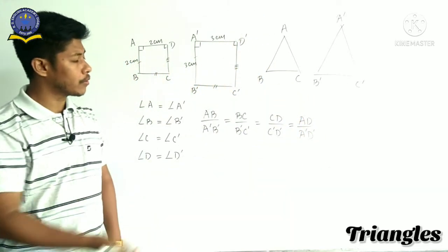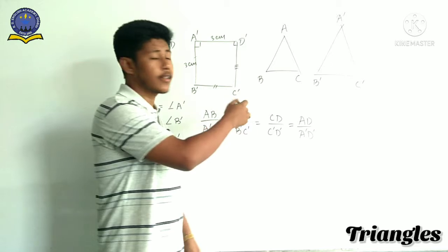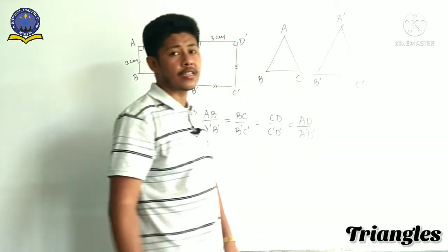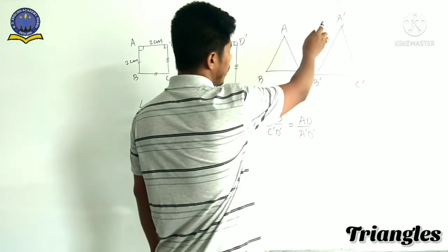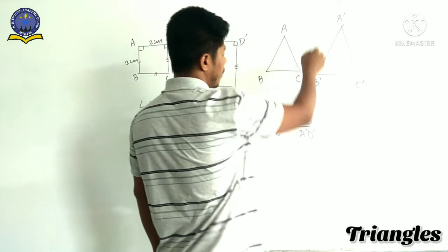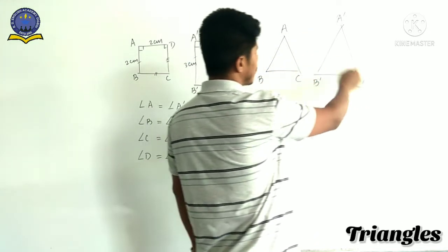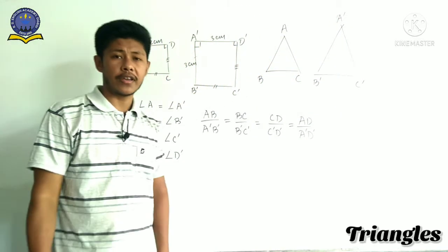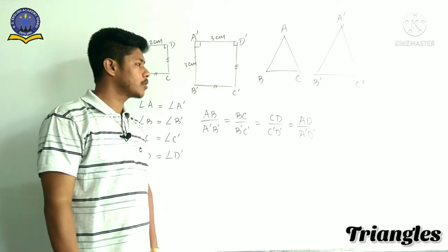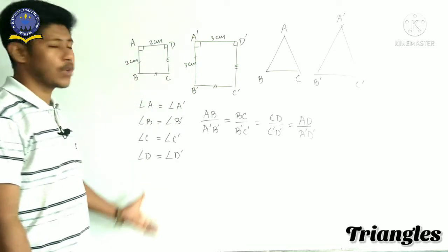And with respect to this, we get one more property: the ratio of their corresponding sides are also equal. So you have to write AB by A dash B dash, BC by B dash C dash, and AC by A dash C dash. Is it clear? So this is the property of similar figures.